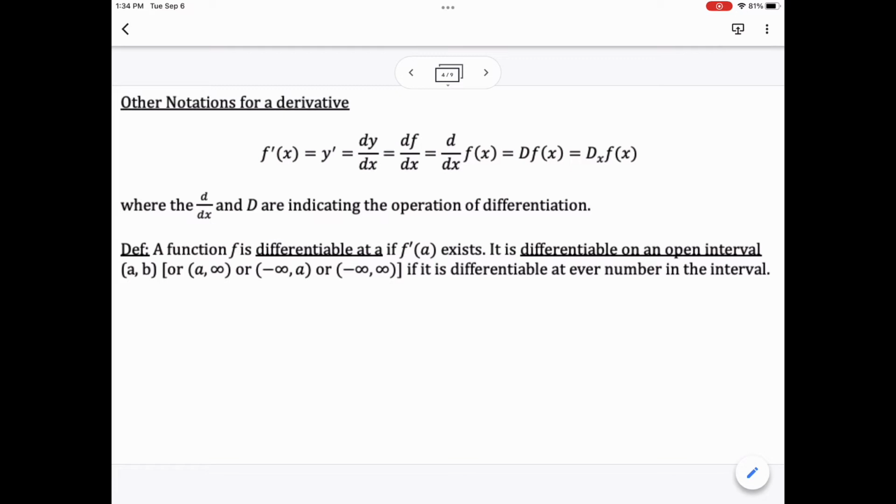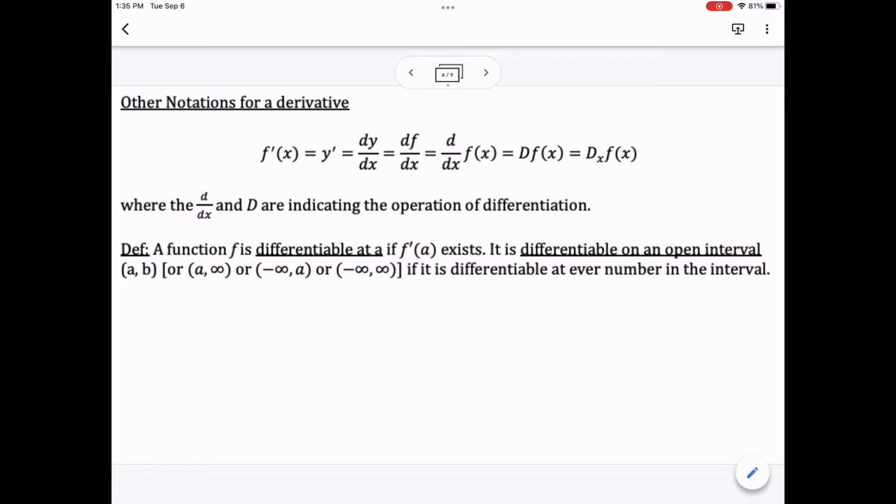Okay. Now, there are other notations for your derivatives. You have y prime, dy over dx. The dy over dx means that you're taking the derivative of y with respect to the derivative of x. You can do that with df, so the derivative of the function with respect to x, or d over dx, that's the same thing. There's other notations like d or capital D of f of x. They all mean the same thing. They're all talking about the derivatives.